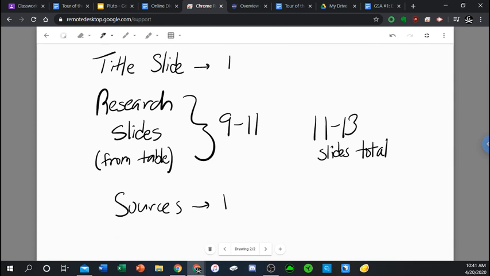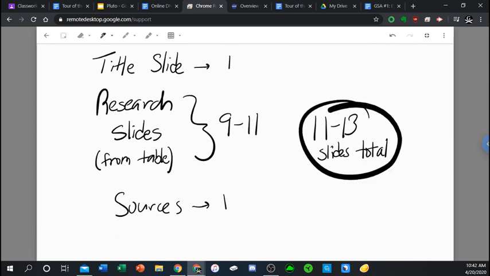So, in all, again to answer your question, Rainey, one title slide, 9 to 11 research slides, and then one source. So 11 to 13 slides total. Your research slides come from your table. You can make your own order. You can follow my order. You can chunk a couple slides together, or you can do a separate slide per topic.